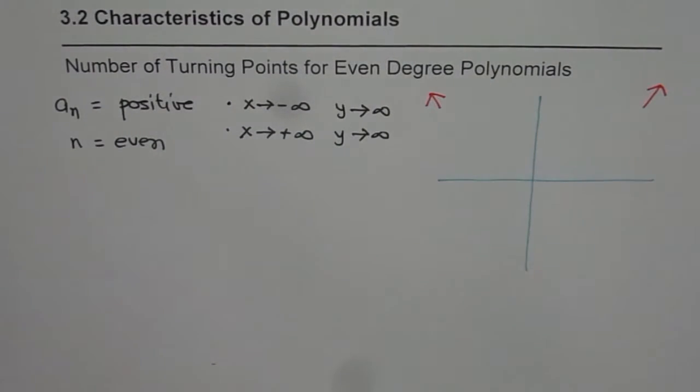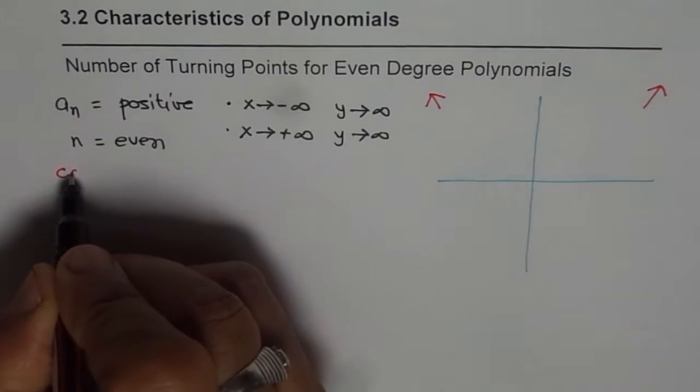Now let us write about the turning points, correct? So if you see the parabola is, I should actually also take a function which has no turning points, right? Which is a constant function, right? So one exception to the rule is a constant function.